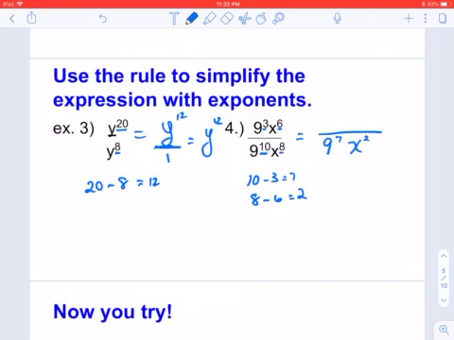But if we had done this out the long way, we would have done a whole bunch of canceling, and that would have left just a whole bunch of 1s to multiply in the top. So make sure we can't just leave the top blank. We need to put a 1 in the top. It's going to be 1 over 9 to the 7th, x to the 2nd.